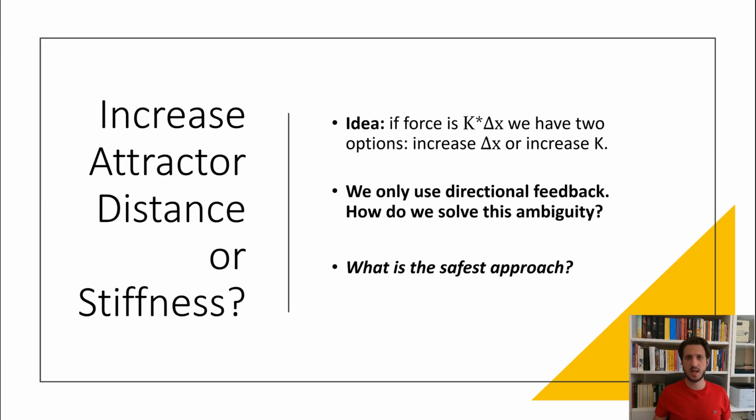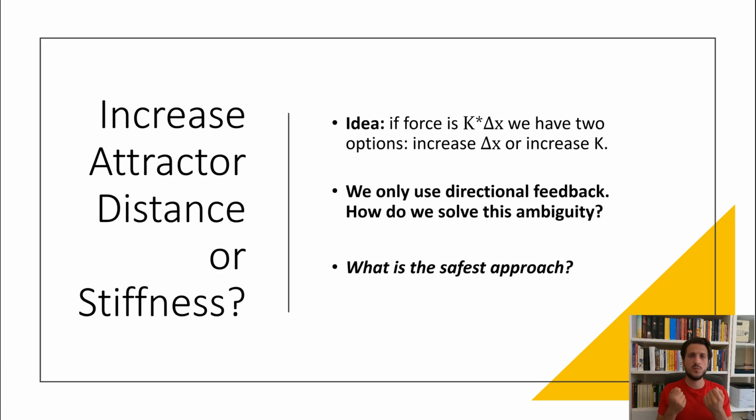Now that we decided how to initialize the model with kinetic demonstration and how to correct the model in case some undesired mistakes were encoded at the beginning of the demonstration, we still have the problem of understanding, because we only have directional feedback. What do we want to correct? Do we want to correct the distance, so the attractor distance, or do we want to correct the stiffness?